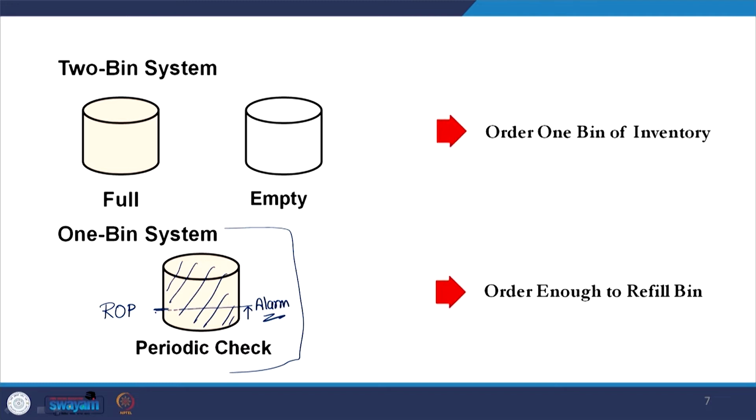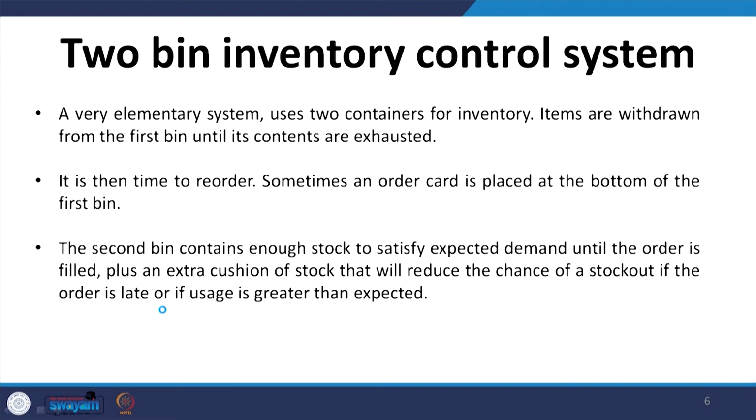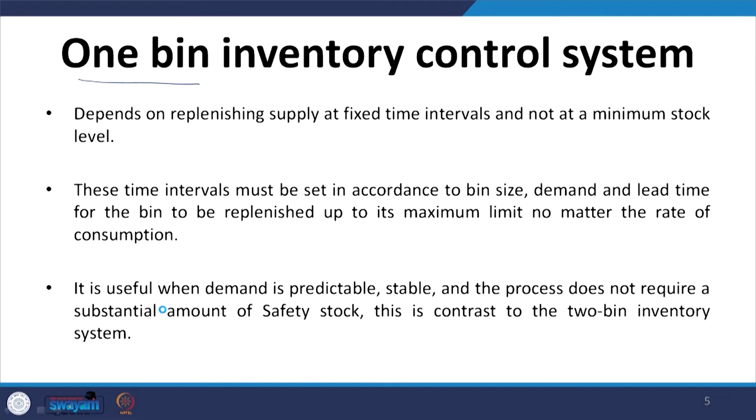and that alarm is good enough for replenishing the stock. Below this, you have some limited amount of material which is going to last during the period of replenishment. So, this is the one bin system which is applicable in a variety of practical situations, for example your scooters, motorcycles, cars, etc. The fuel tank is an example of that one bin system.